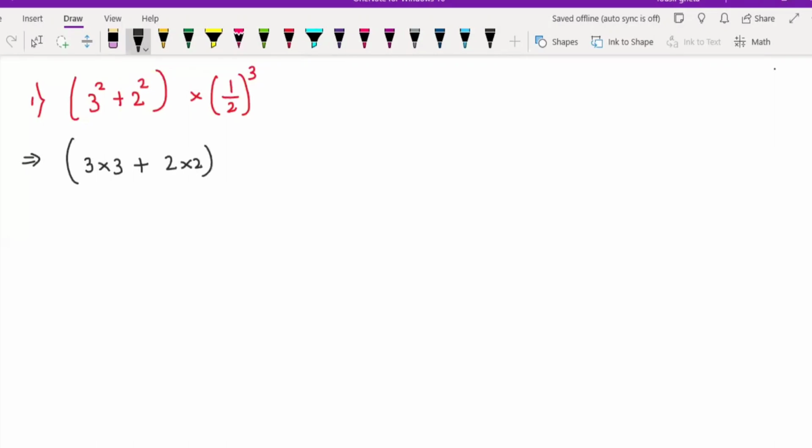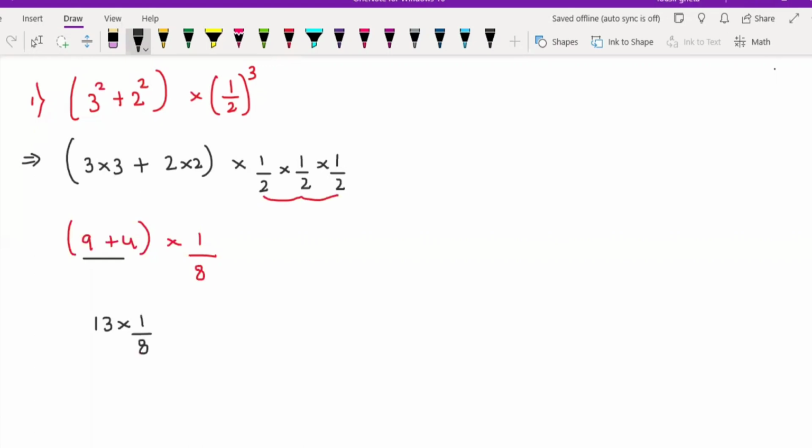If you know the answer directly, no problem, you can just write down the answer directly. That is, 3 square will give the value 9, 2 square will give the value 4. The same thing I am going to perform with this exponent, that is 1 by 2 whole cube. So I am going to multiply 3 times 1 by 2 into 1 by 2. Let us get the value: 3 3s are 9, plus 2 2s are 4, into 1 into 1 into 1 divided by 2 2s are 4, 4 2s are 8. So 9 plus 4 will give the value 13, into 1 by 8 as it is.